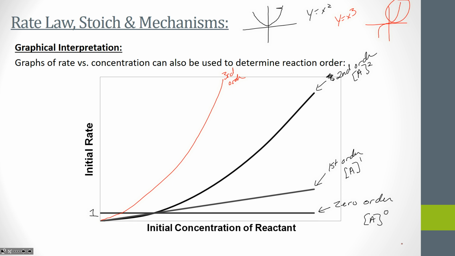So this is what your graphs would look like if we're talking about rate versus concentration. And that's what we're trying to show. Zero order is flat, not affecting rate. First order is a steady increase. Second order is an increasing increase, if that makes sense. And a third order is an even more increasing increase. So that's basically showing exponential growth. And that should be the end of our kinetics unit.